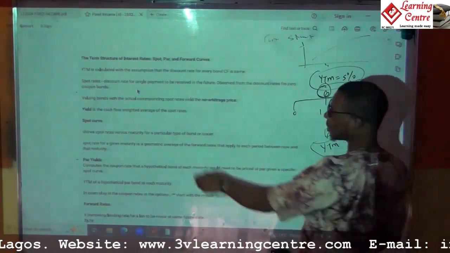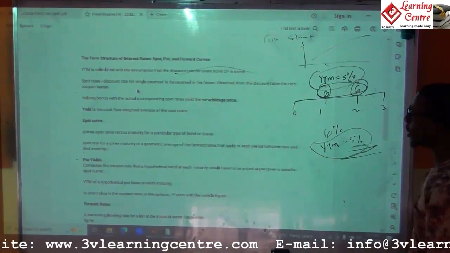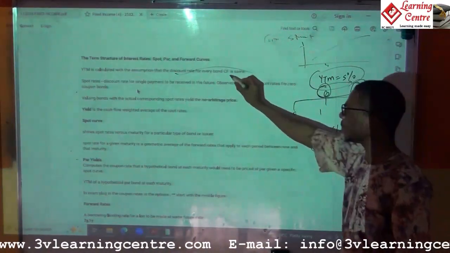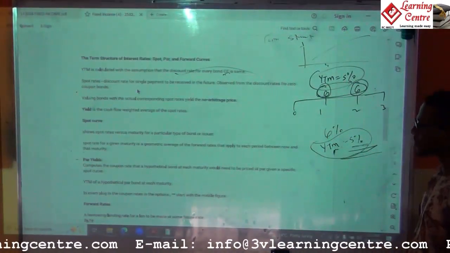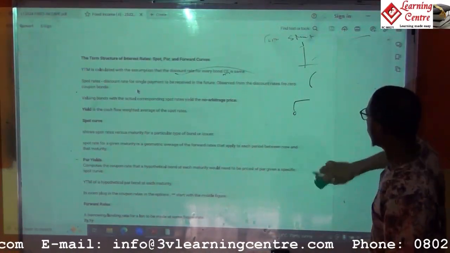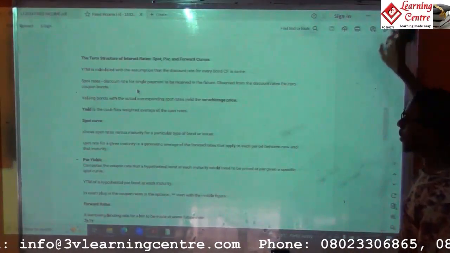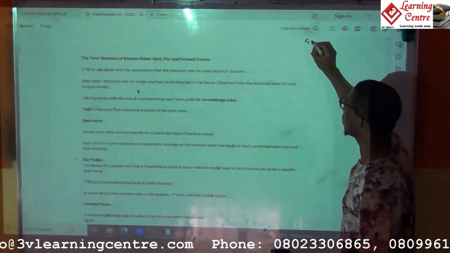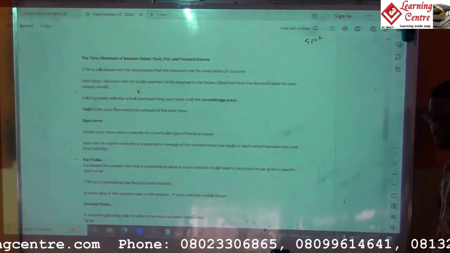So YTM makes the assumption that the discount rate for every period is the same. Every cash flow is invested at this same yield. You are taking this to maturity at the same yield, right? Yes.